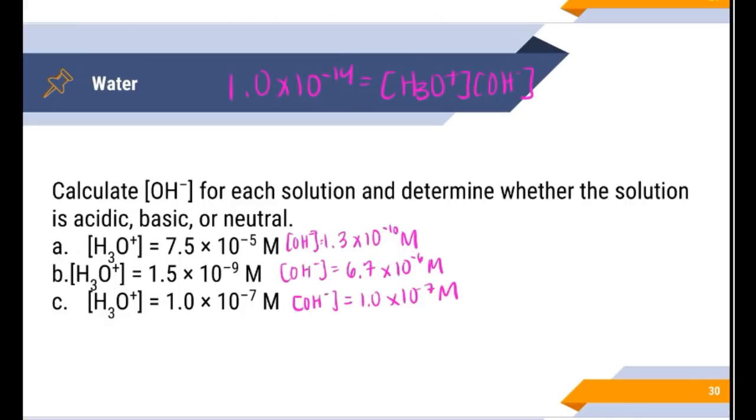Okay, so here are your answers. How do I get these? I'm going to rearrange. I'm solving for OH. Take my equation up here and rearrange. So OH is going to be equal to the water dissociation constant divided by the hydronium concentration. Make sure that you're putting everything in parentheses in your calculator, and it shouldn't really steer you wrong.